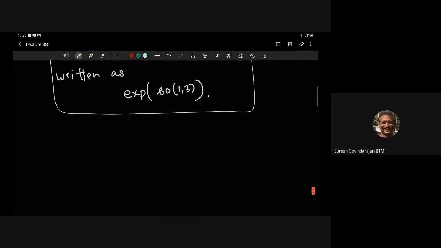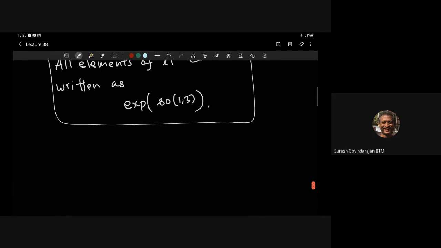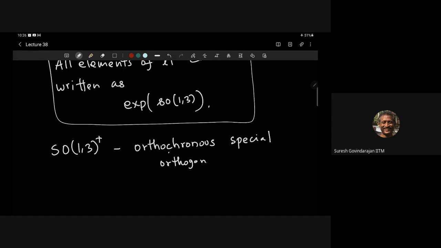SO(1,3)+ is usually called the orthochronous. Chronous means time, so ortho means it's preserving the direction of time. If something was in a minus, it's changing the direction of time. So orthochronous, special, determinant equal to +1, time preserving, special orthogonal matrix with signature (1,3). But I won't say that.